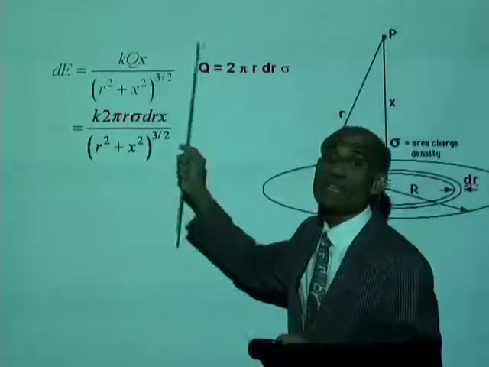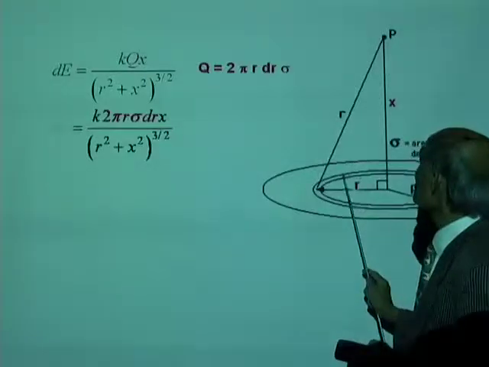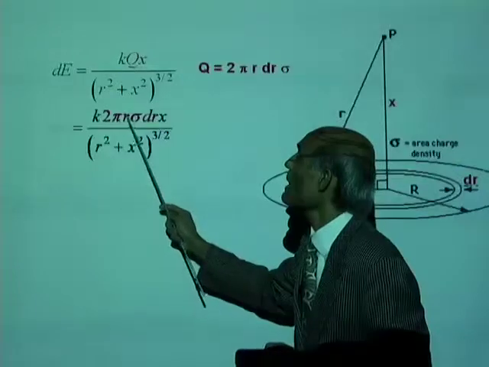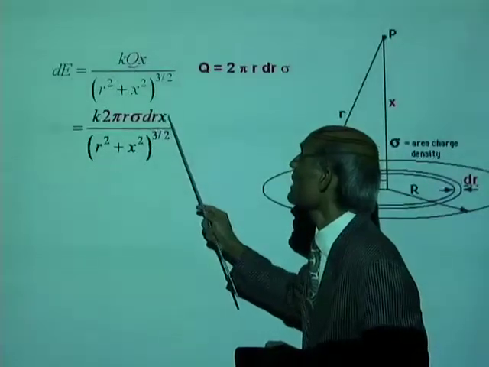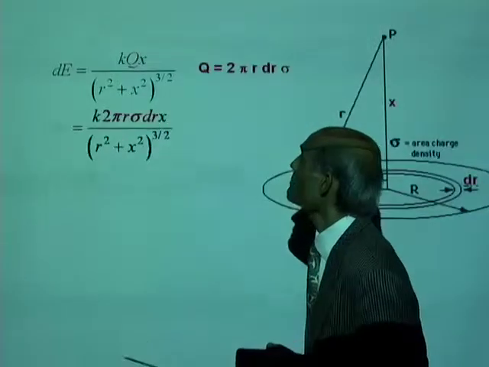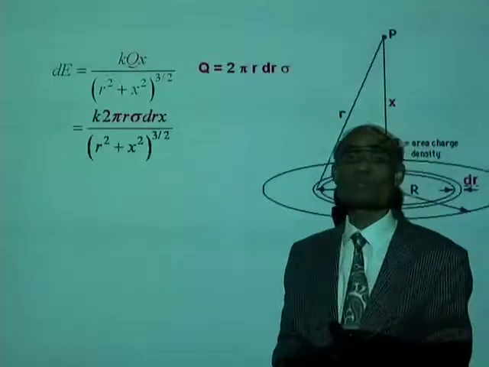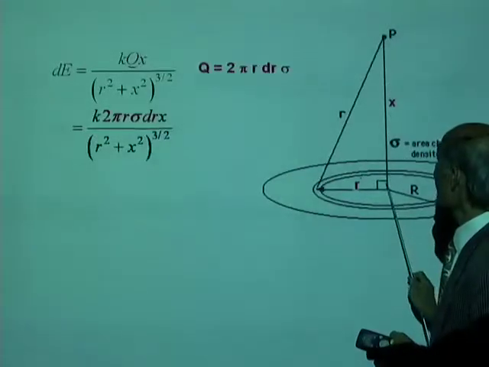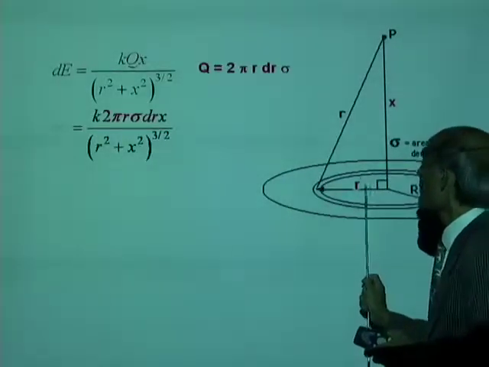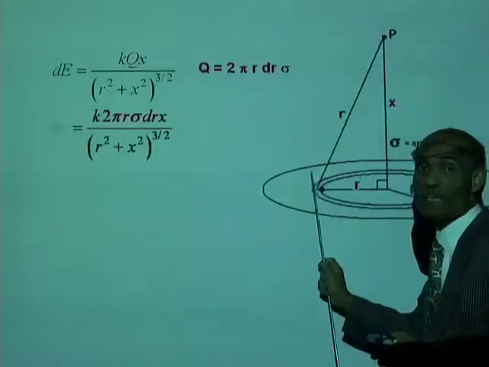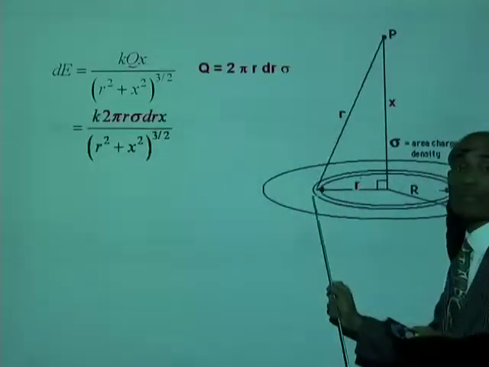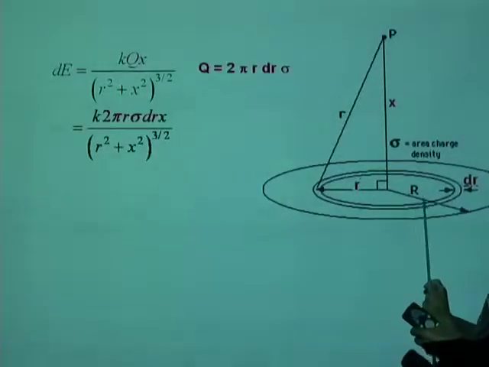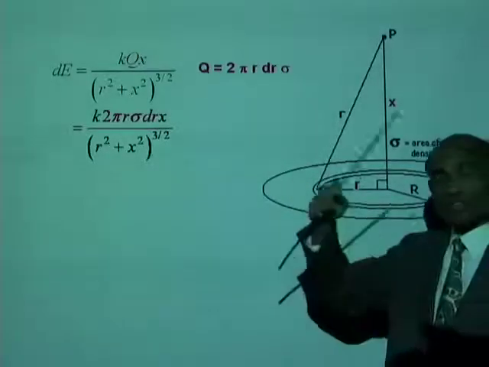So dE, the electric field at P due to this ring charge, is k times 2 pi r sigma dr x over (r squared plus x squared) to the power of 3 over 2. And you can see x is a constant. But what will change is now this r, because the ring can be anywhere on the disk. This r can change from 0 to big R. Big R is the radius of the disk.